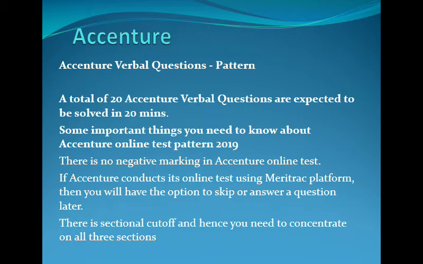Normally Accenture conducts CoCubes or AMCAT pattern. These are test prep companies, but there is also one company called Merittrac. The pattern is almost similar. As you can also see, there is a sectional cutoff, hence you need to concentrate on all the 3 sections. That is, in the entire aptitude test, you have quantitative aptitude, logical reasoning, as well as verbal.